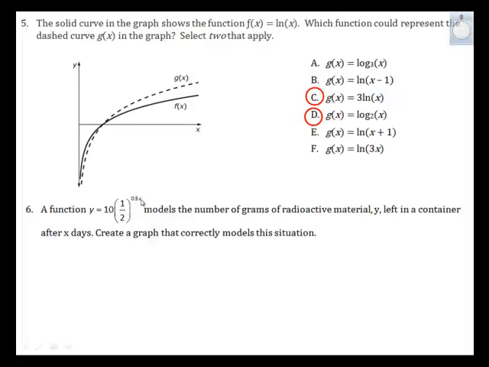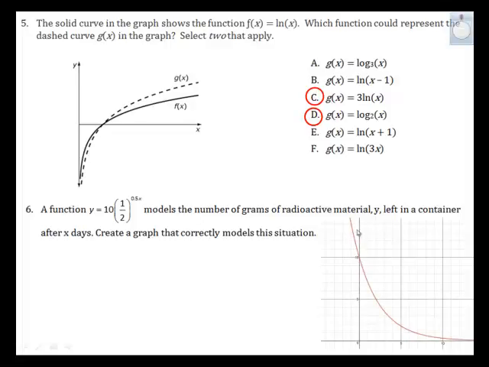If you put in 0, anything to the 0 power is 1. So 10 times 1 means that when x is 0, it's going to be all the way up at 10. Then try 1, then try 2, then try some negatives, and you're going to find that the graph looks something like this. Notice that it's decaying, and it's intersecting right here at 10.